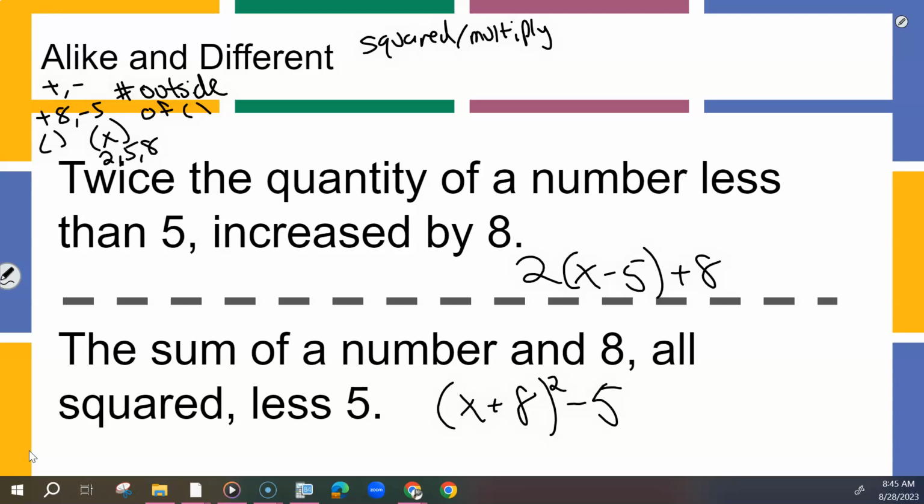So here we said that they're both adding and subtracting, and adding 8 and subtracting 5, but the order in which they do that is different. So here they subtract 5 and then add 8, and here they add 8 and then subtract 5. Anything else?